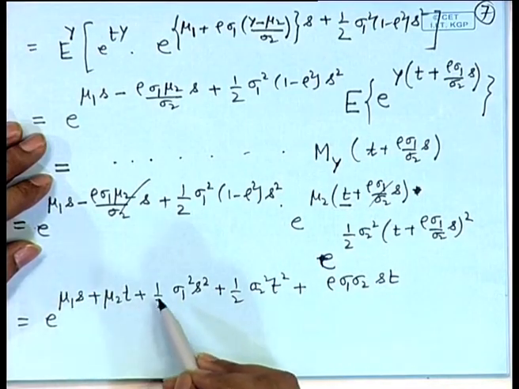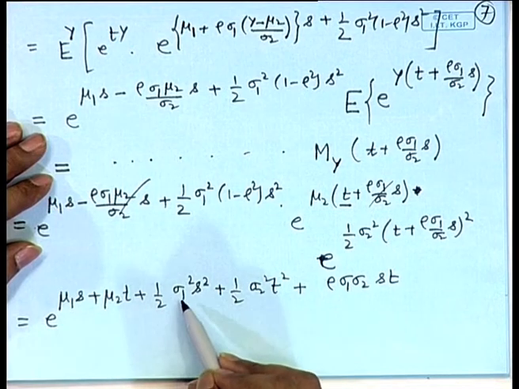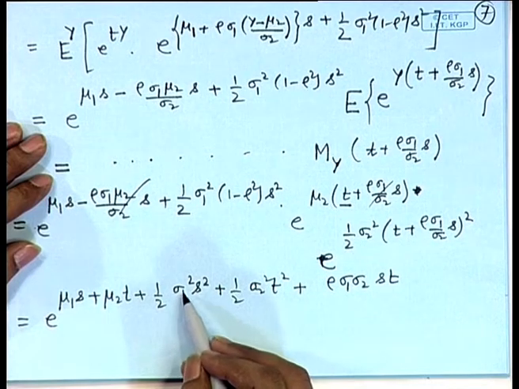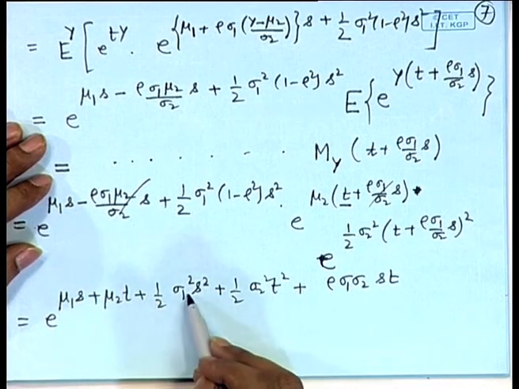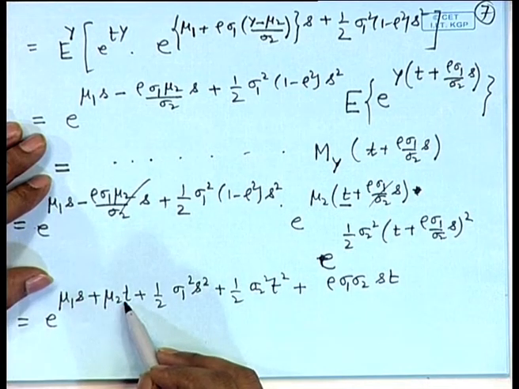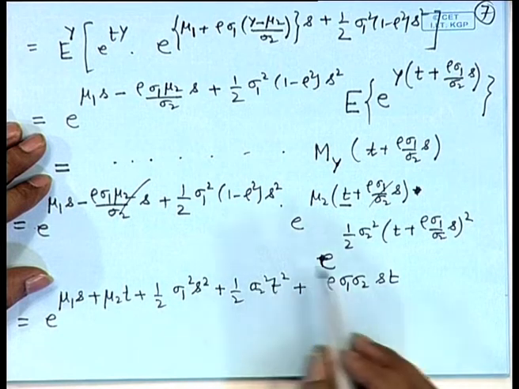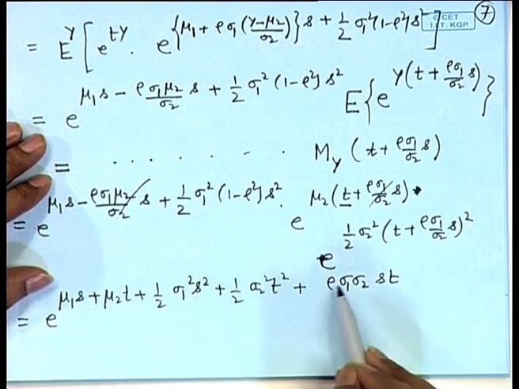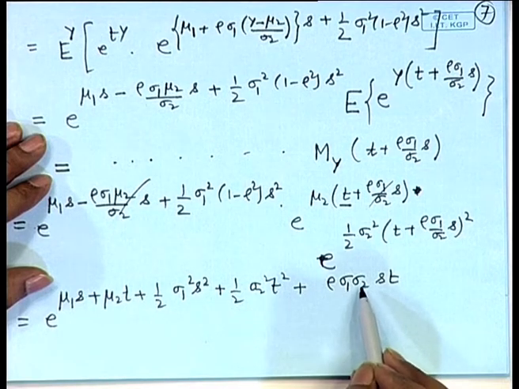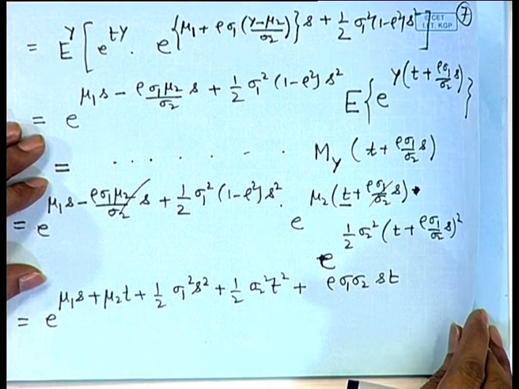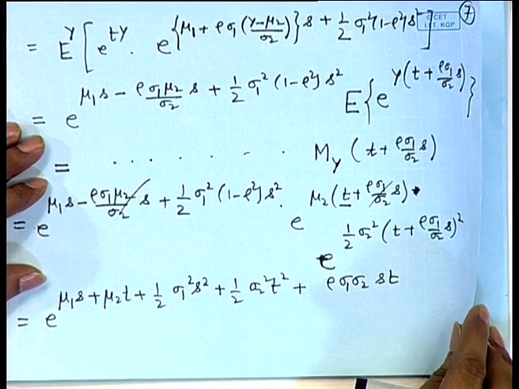So, notice here that e to the power mu 1 s plus half sigma 1 square s square denotes the MGF of the normal distribution with parameters mu 1 and sigma 1 square, that is the MGF of X. Similarly, e to the power mu 2 t plus half sigma 2 square t square denotes the MGF of Y. So, we have these terms and an additional term coming here. Using this we can prove certain more properties regarding the bivariate normal distribution.